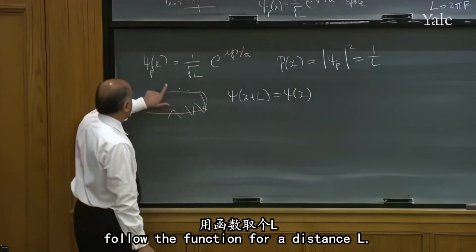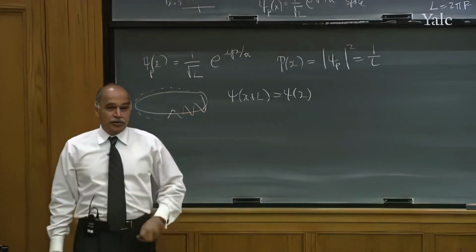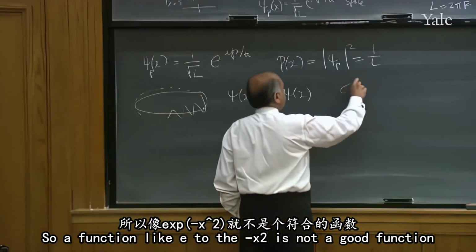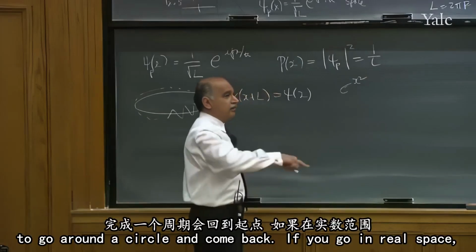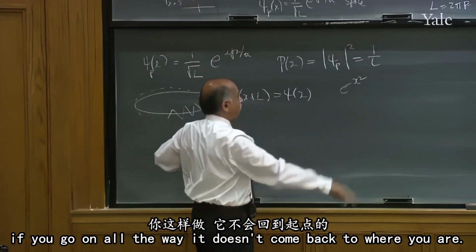Follow the function for a distance L. That means you come back, and the function better come back. So a function like e to the minus x squared is not a good function. Go around a circle and come back. If you go in real space, if you go on all the way, it doesn't come back to where you are.